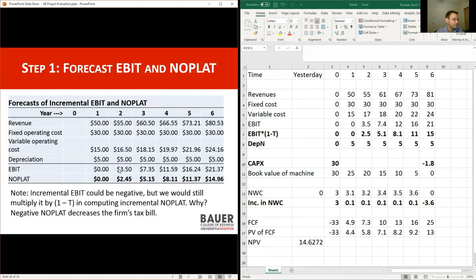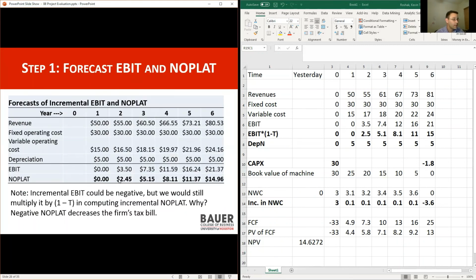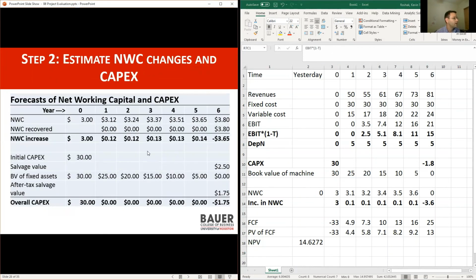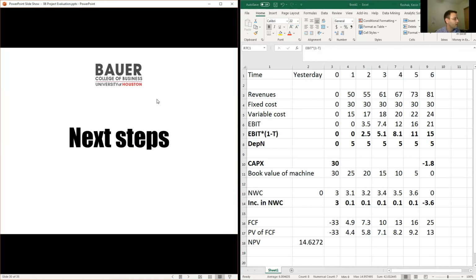So that looks like what we have. In the slides, it's too much to put on one slide, so it's broken up into the NOPLAT components in our row here, and then our investments in net working capital and CAPX later. Okay, so we get that 14.63.